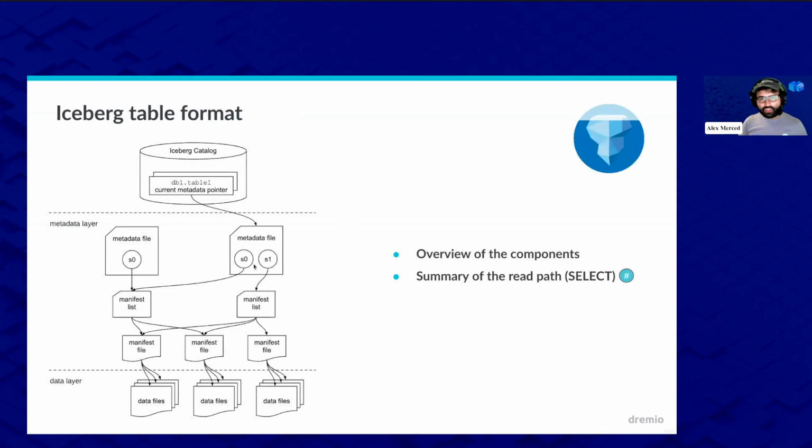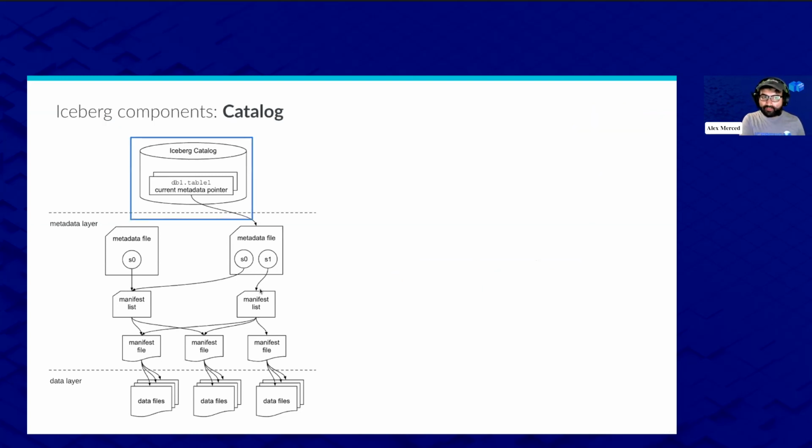So let's start taking a look at that standard. How does that all come together? We're going to start taking a look at the pieces of that specification, the pieces of that standard that any engine that talks to Iceberg tables expects. So we're going to go through an overview of these components. The first component, and really the heart, in my opinion, is the catalog.